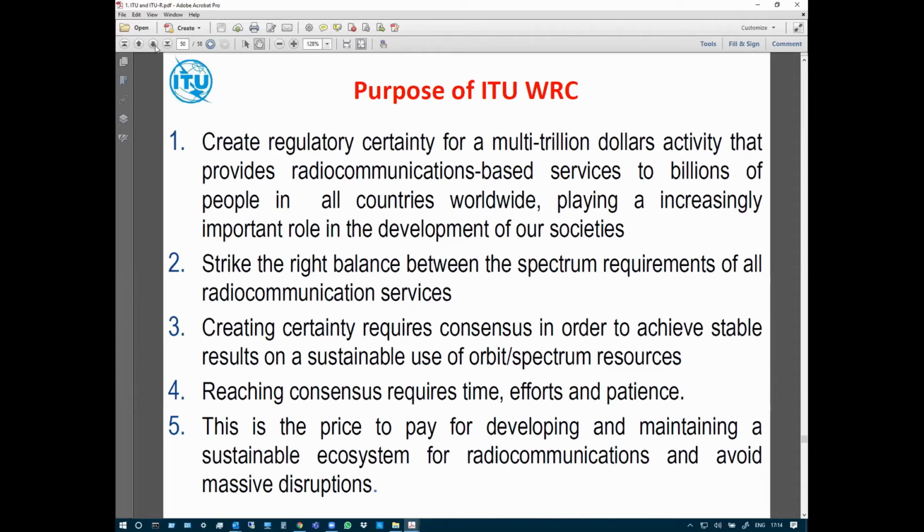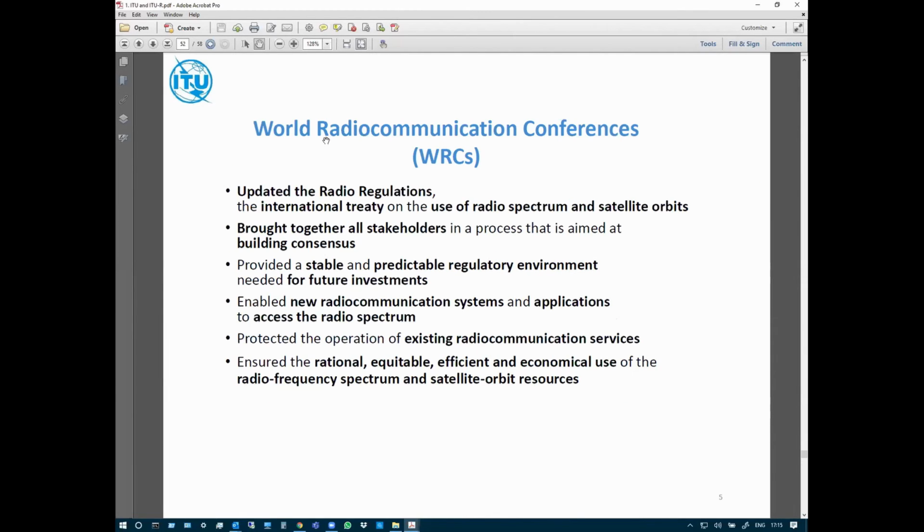That's why we need to work on consensus. But of course, reaching consensus requires time, effort, and patience, and basically that's the price to pay. Sometimes people blame WRCs for being too slow, but in the end it is what we need in order to establish the necessary consensus, providing this long-term stable environment. We update the radio regulations. We provide a stable, predictable regulatory environment.